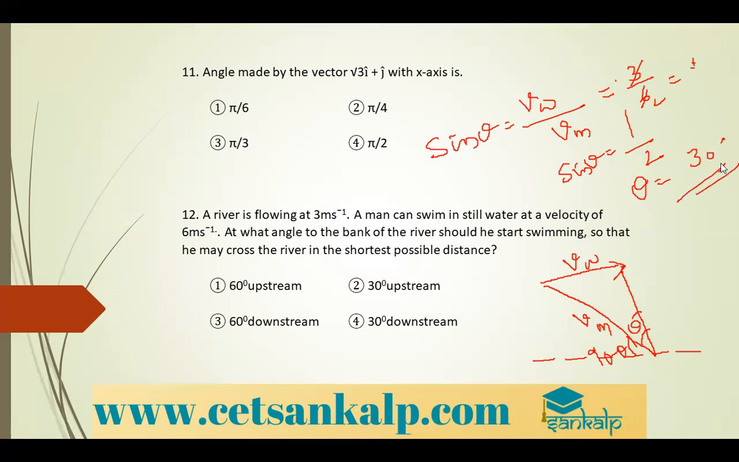So here we haven't stopped. Now what we have to find is that particular angle: 90 minus 30 is 60. So the man should swim upstream, not downstream. He has to go in the opposite direction, upstream, at an angle of 60 degrees with the bank. So option A is the right answer. I hope you are clear with this. Fine.